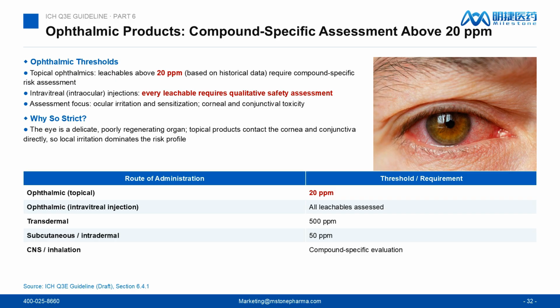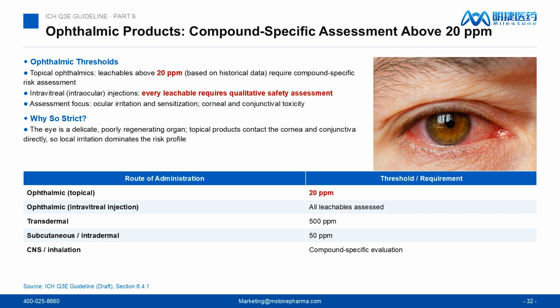But note the distinction for intravitreal injections, products injected directly into the eye. There, every leachable requires a qualitative safety assessment. No threshold, no exceptions. The difference makes anatomical sense. A drop on the cornea meets a tissue that blinks, tears, and renews. An injection inside the eye sits in a closed, delicate chamber next to the retina.